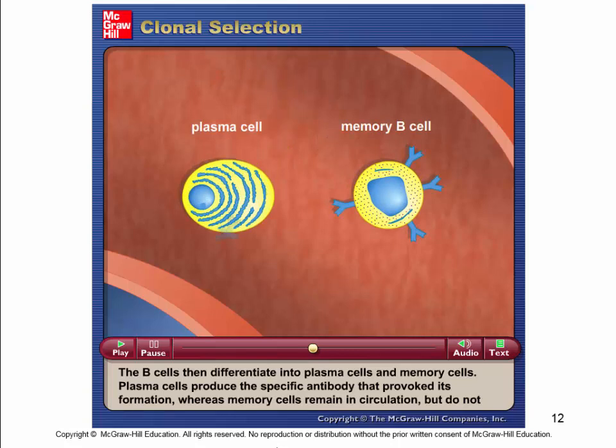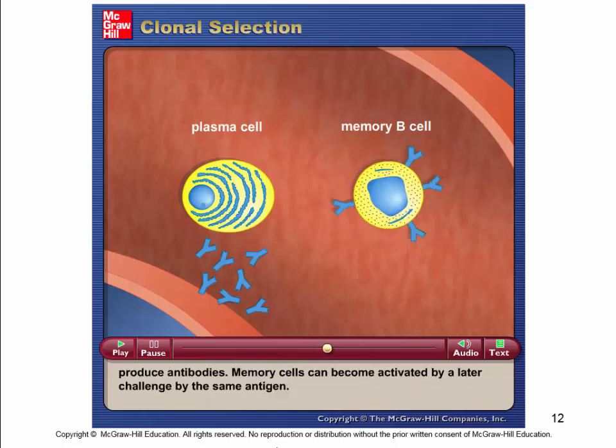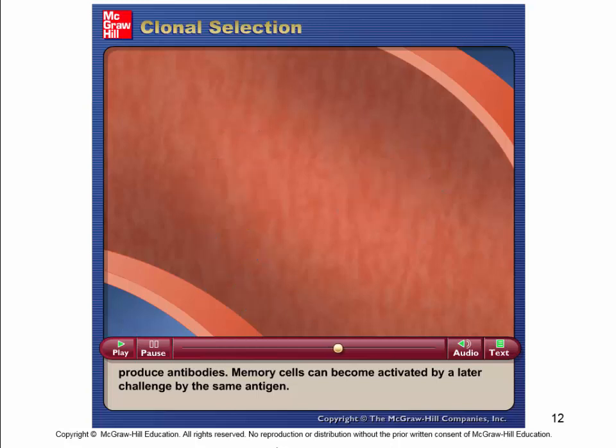Plasma cells produce the specific antibody that provoked its formation, whereas memory cells remain in circulation but do not produce antibodies. Memory cells can become activated by a later challenge by the same antigen.